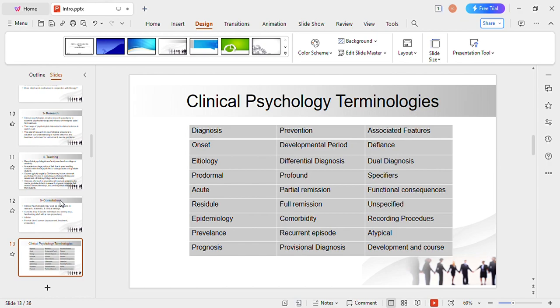The next terminology is prevention, and it refers to the action of stopping any disease before its occurrence. Sometimes it is said that prevention is better than management. So before the occurrence of disease, taking some action to stop anything bad from happening is known as prevention. Next is developmental period, which is from childhood, by birth to 18 years of age, and in this stage the child is more vulnerable towards multiple diseases.